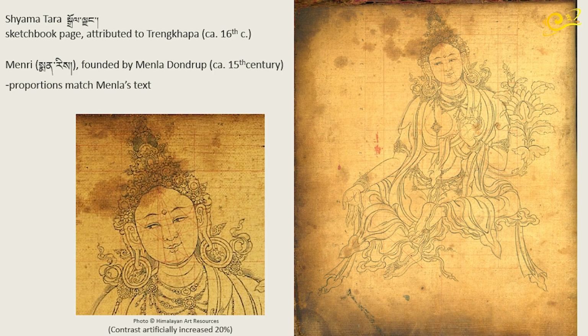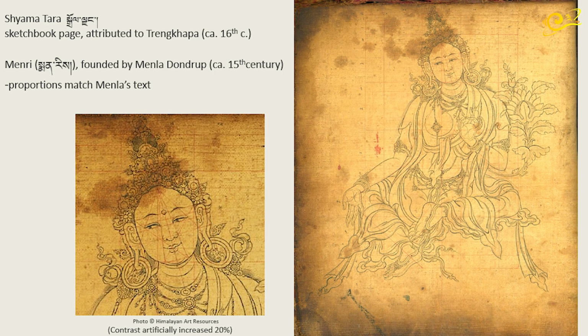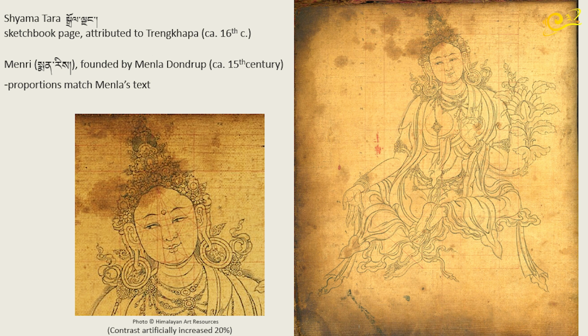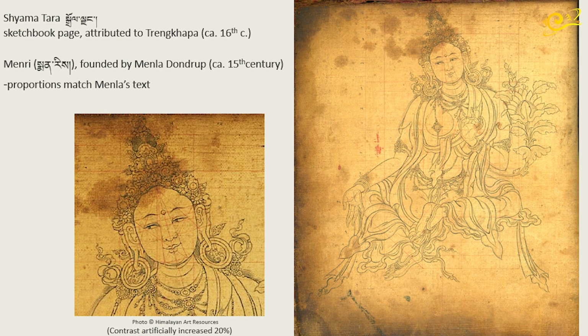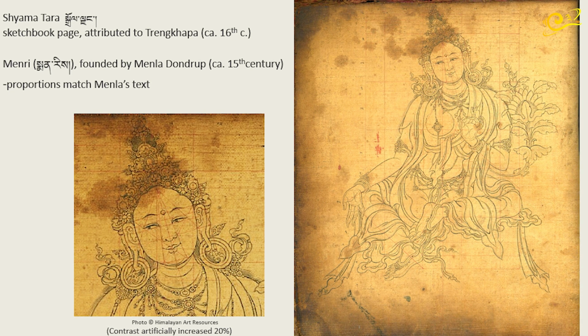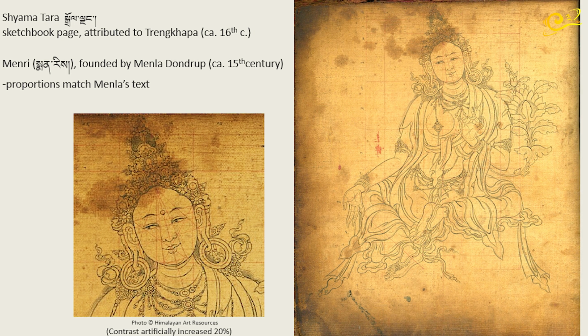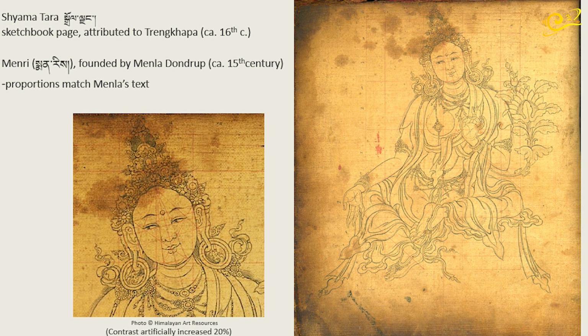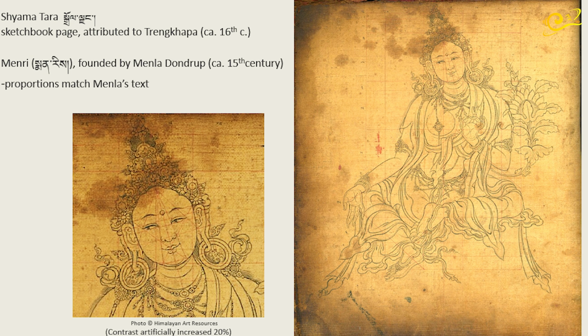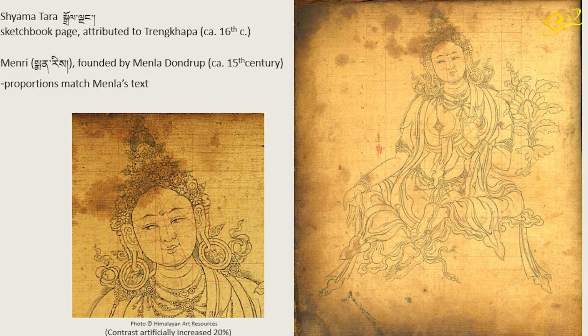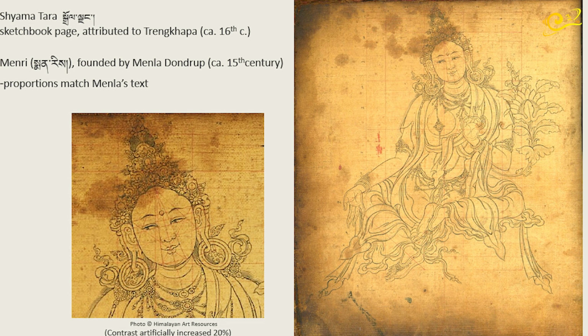Within a couple centuries, we have the development of two major styles that will impact Bhutanese art history. The first of these is called the Menri style, and it was founded by Menla Dendrup. In it, you can see this page of a sketchbook that was attributed to his student, Trenkapa. And this image of Droljang probably looks much more like what you're used to seeing here in Bhutan. The slight tilt of the head, the elaborate crown, the fluttering scarves coming up around the ears. Each of the proportions of the deity match a text that Menla Dendrup himself wrote.